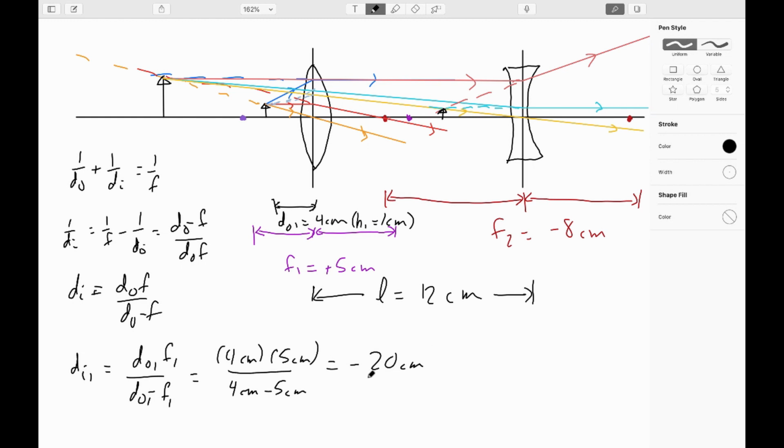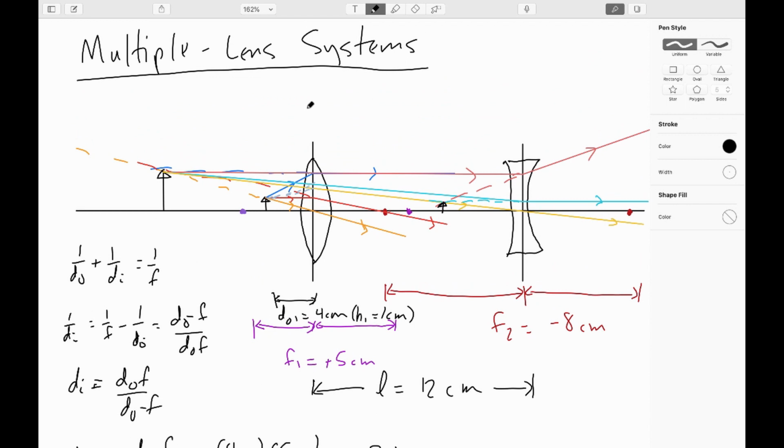Now we got to be super duper careful here. And it's very important when you do these multi-lens systems. As you keep figuring out distances, keep dimensioning them. So here is my di1. It's equal to negative 20 centimeters. The negative sign just means you're on the wrong side of the lens versus the light. And however, that is not going to be the object distance for the second lens.